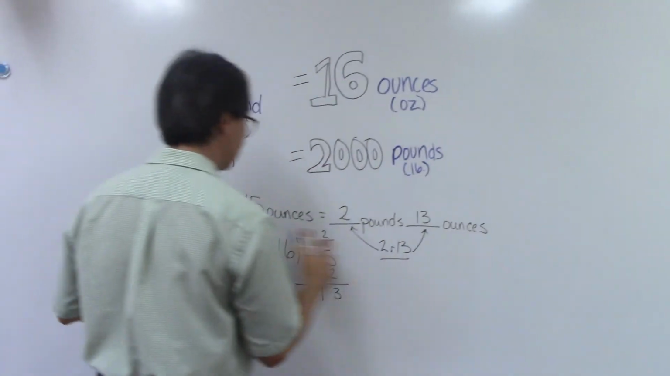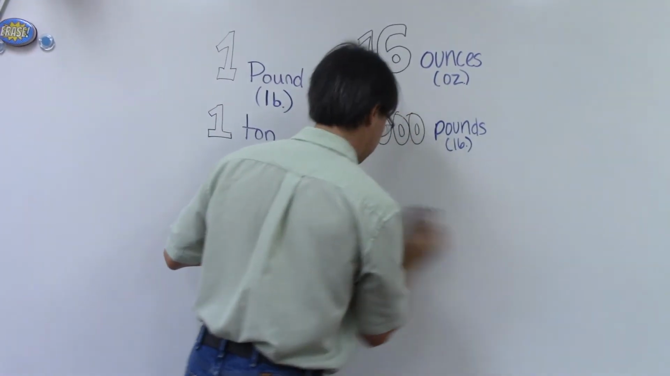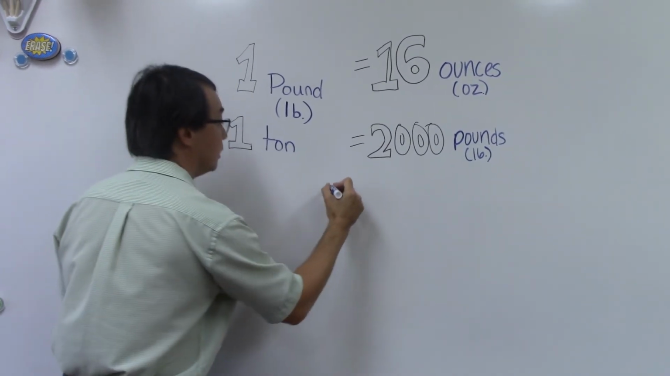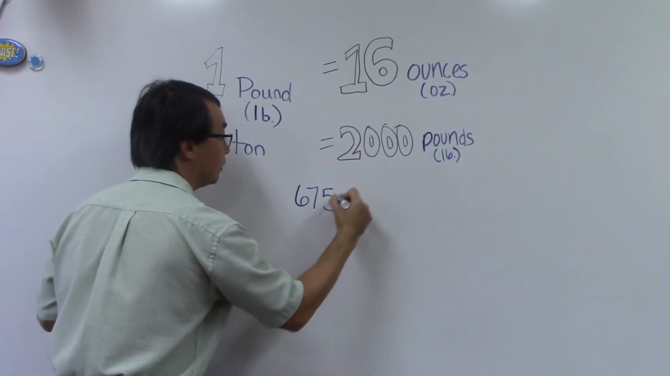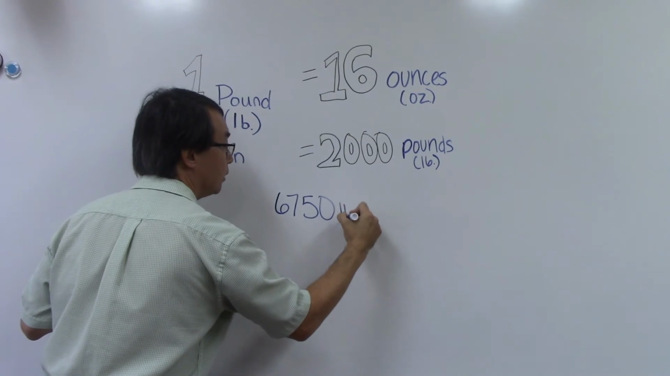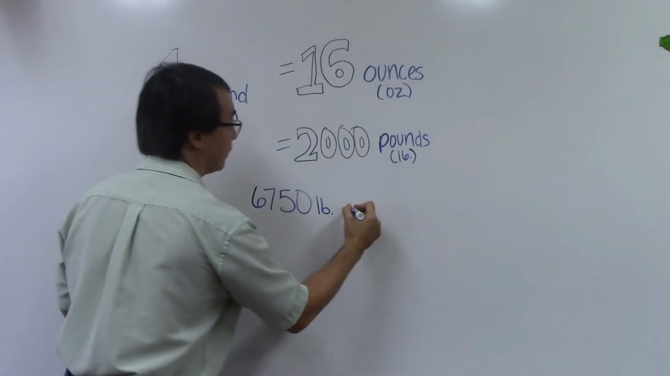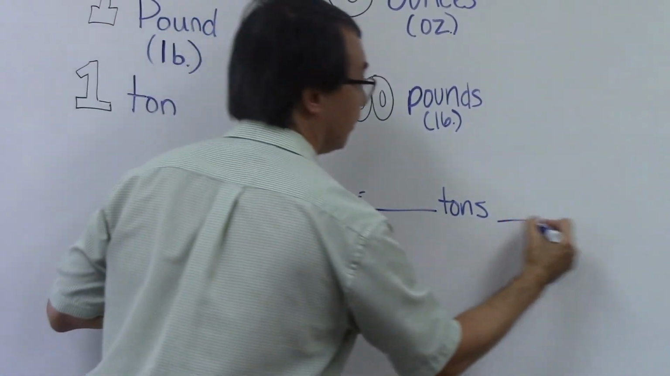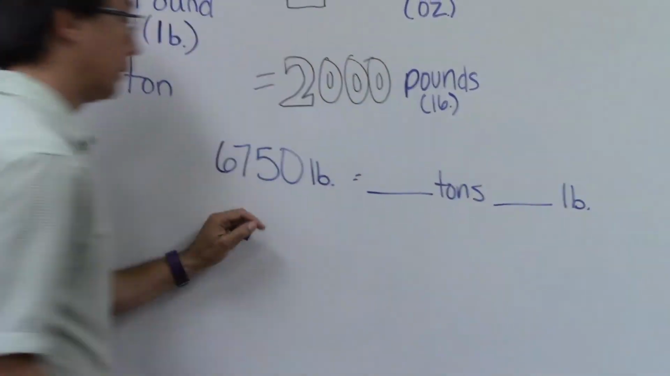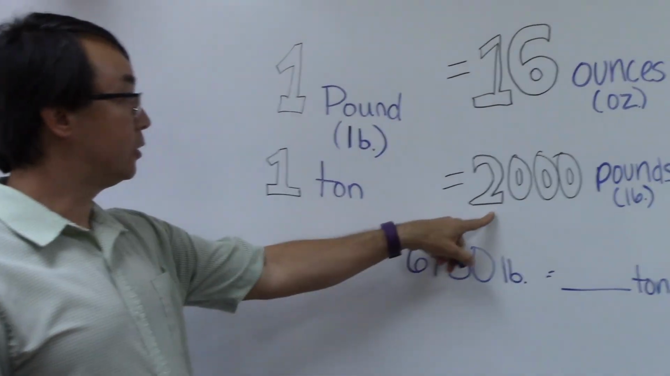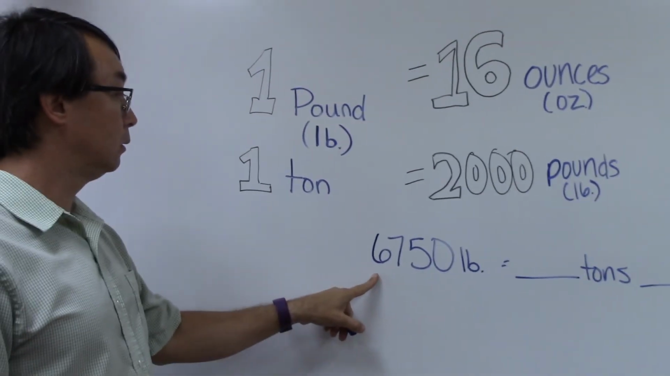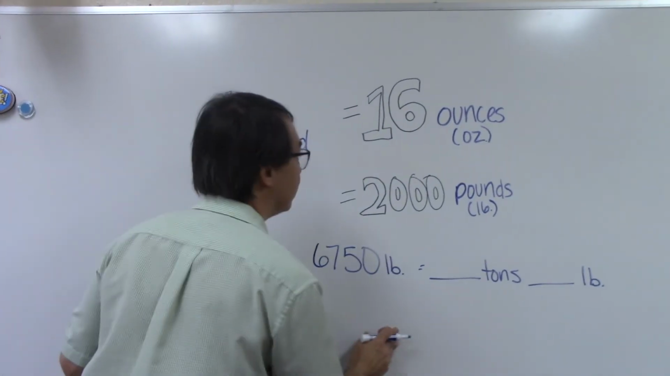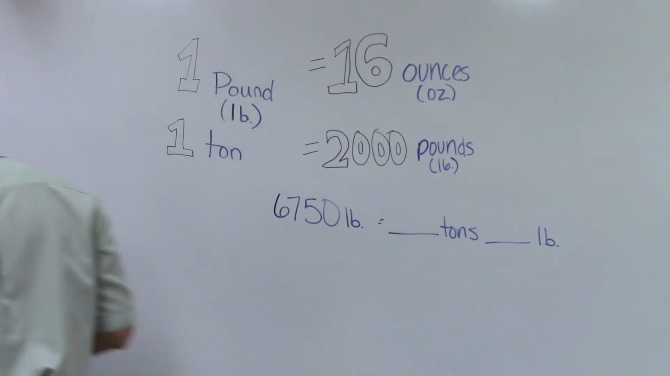6,750 pounds. I'm going to use LB. 6,750 pounds equals blank tons, blank pounds. Okay. Well, 2,000, oh yeah, that's much more than 2,000. Right. So let's divide it. Okay. Let's divide this one up.